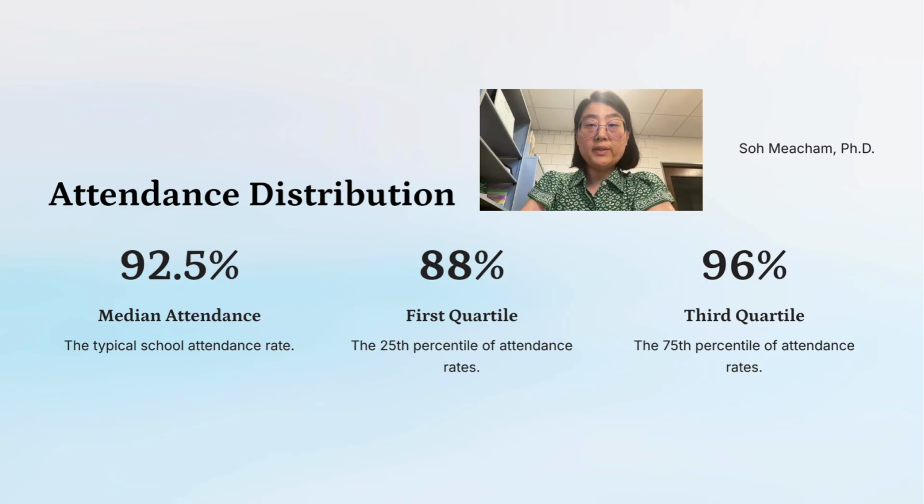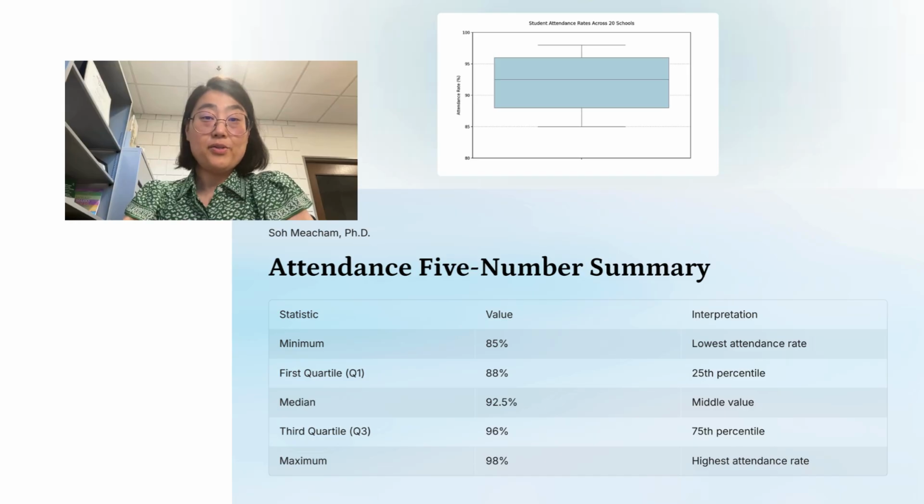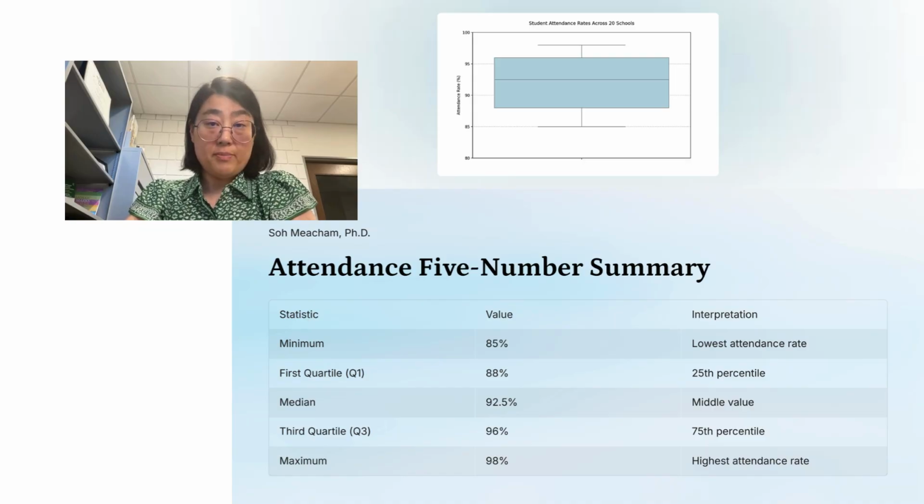Next, we calculate quartiles to understand the spread. The first quartile, which is the 25th percentile, might be 88%. The third quartile, which is the 75th percentile, might be 96%. So, our 5-number summary for attendance rates looks like this. The minimum attendance rate is 85%. The first quartile is 88%. The median is 92.5%. The third quartile is 96%. The maximum attendance rate is 98%.